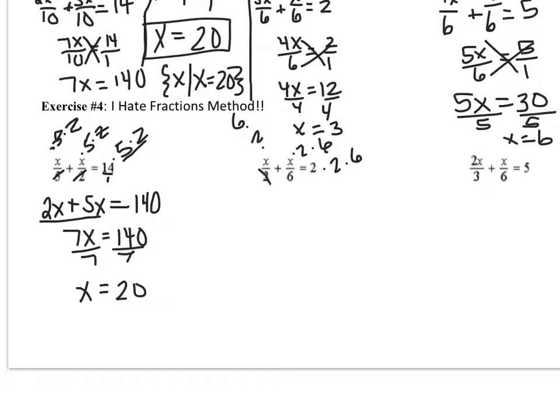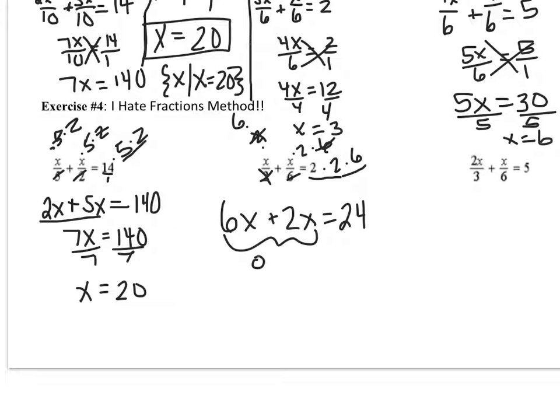Now this 2 in the bottom cancels with this 2 in the top. I'm left with 6 times x, which is just 6x. This 6 in the bottom cancels with this 6 in the top. I'm left with 2 times x, or just 2x. And on this side I have 2 times 2, which is 4, times 6, which is 24. Combining like terms, 6x plus 2x is 8x. I end up with 8x equals 24. Dividing both sides by 8, you get x equals 3.